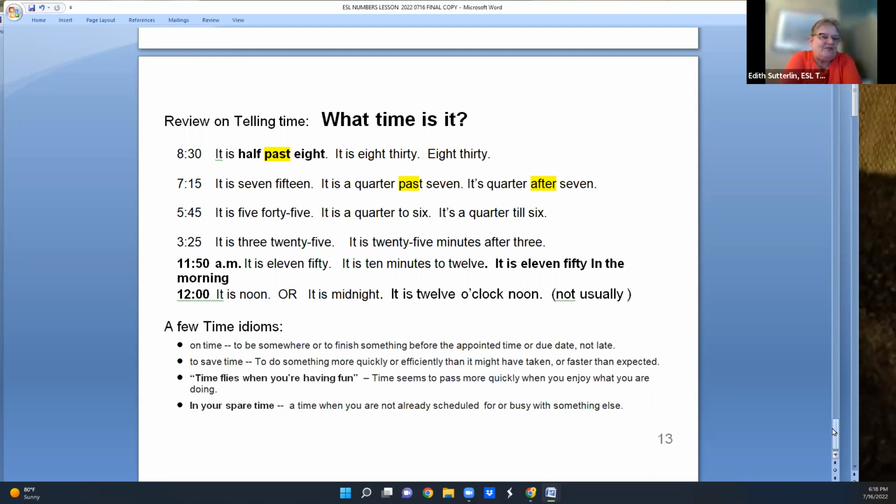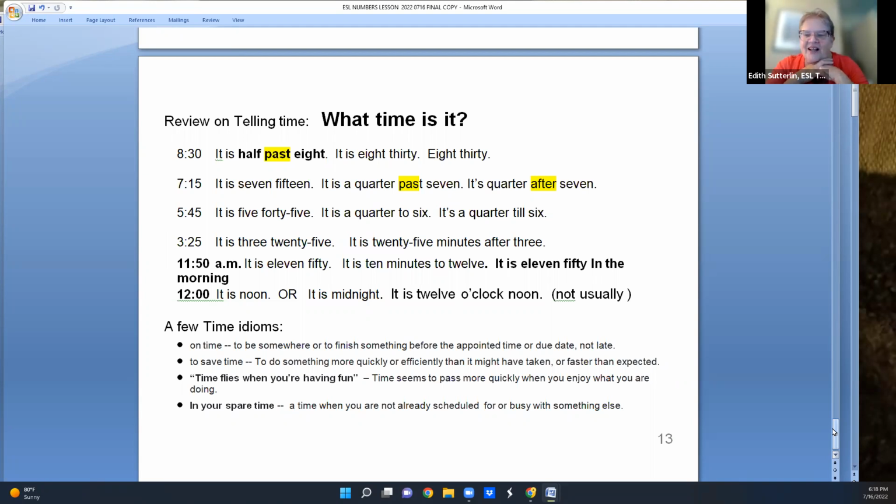We mentioned a couple of time idioms, expressions that use time. If you're on time for something, I'm sure you already know that one. It means you're not late. You are there ready to go, or you have finished something before the appointed time. To save time is to do something more quickly or efficiently than it might have taken. You finish something faster than was expected.